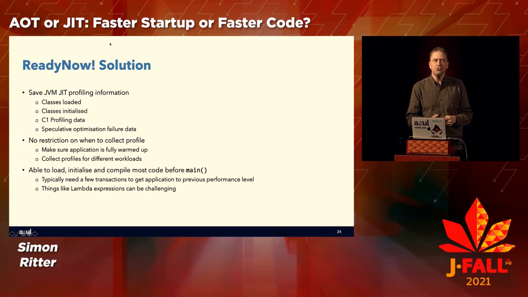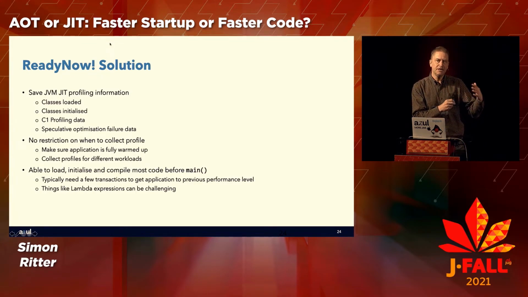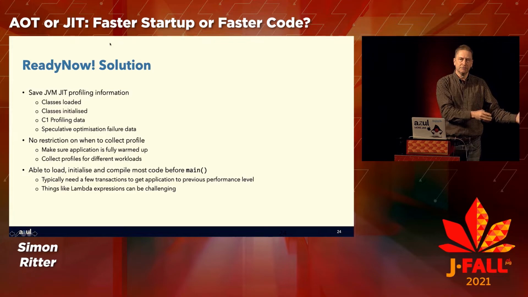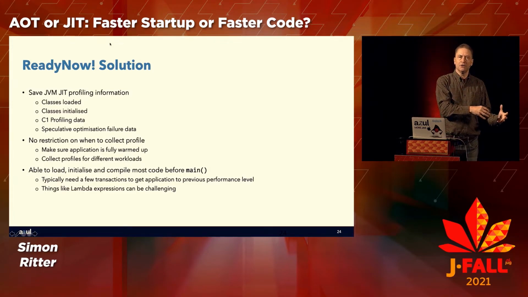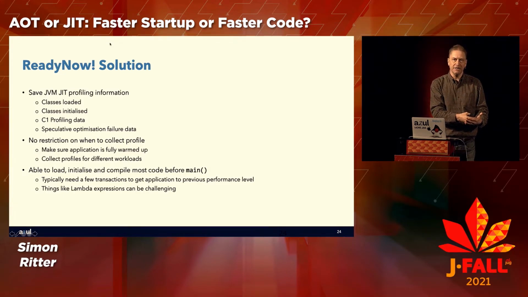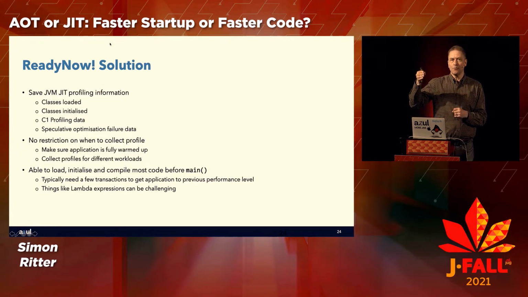What this allows us to do is to say, when we restart the application, rather than going through that whole process again, let's use the information in this profile. Let's immediately load all of the classes that we can, initialize all the classes we can from that list, and then compile all the methods we know we're going to need using the profiling information we've collected and the de-optimizations so we know what we don't want to do with speculative optimizations, and do all of that before you get to the point where you're starting your application in main.